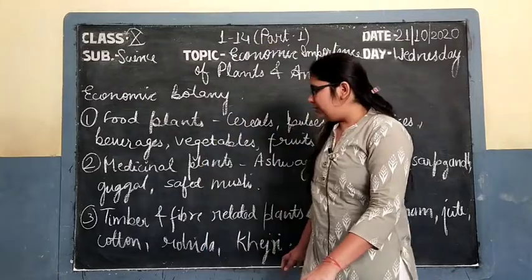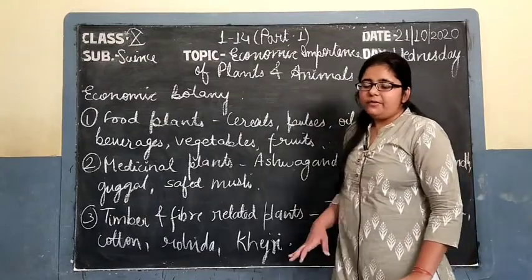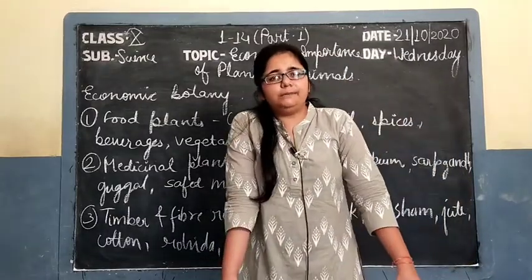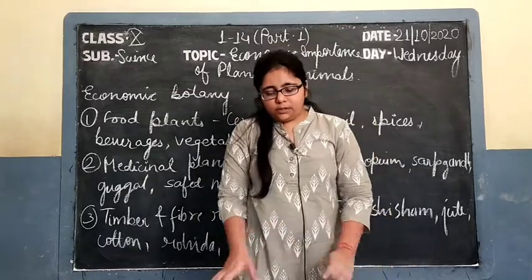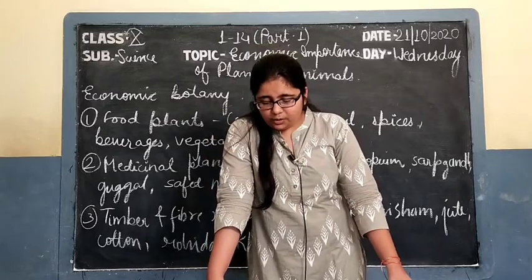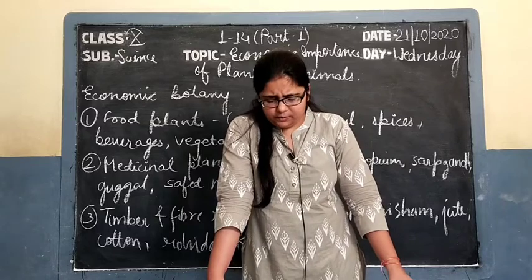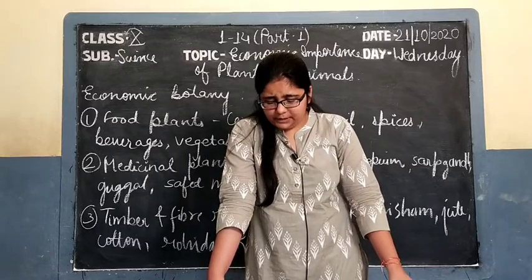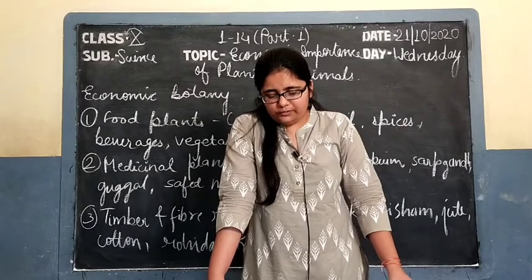After medicinal values, we will study the plants from which we obtain timber and fiber. Fiber yielding plants are the plants which are used for making ropes, sheets, and clothes. So first one is jute, that is Corchorus capsularis. Second one is cotton, that is Gossypium species. Third one is sun hemp, that is Crotalaria juncea, and the fourth one is Cocos nucifera.